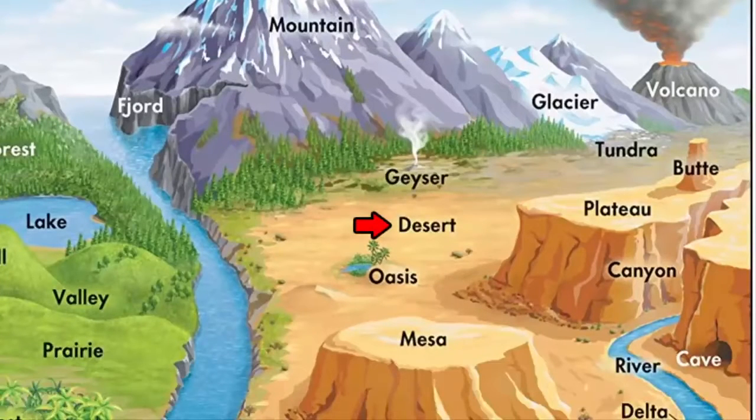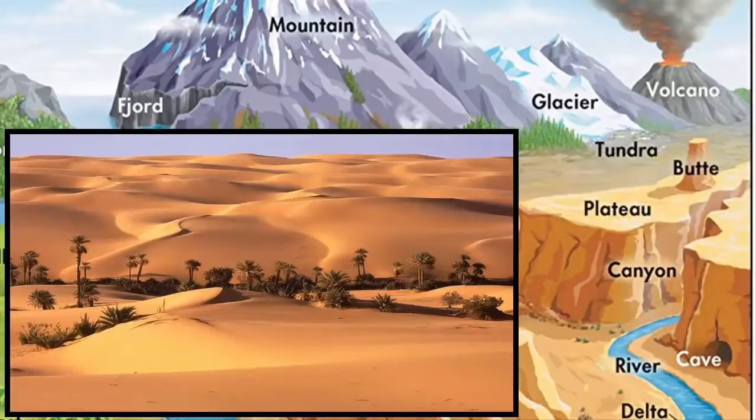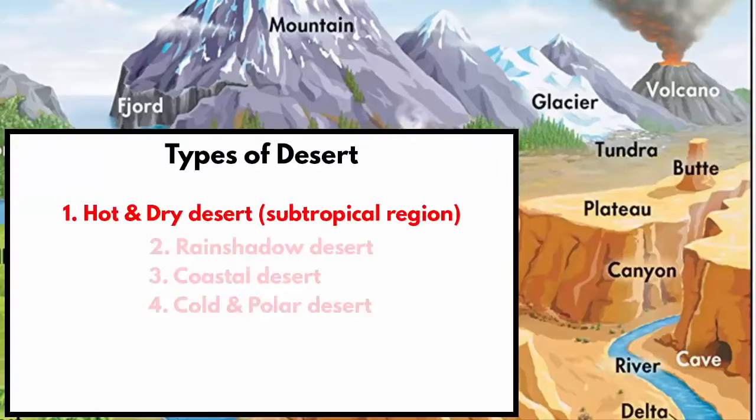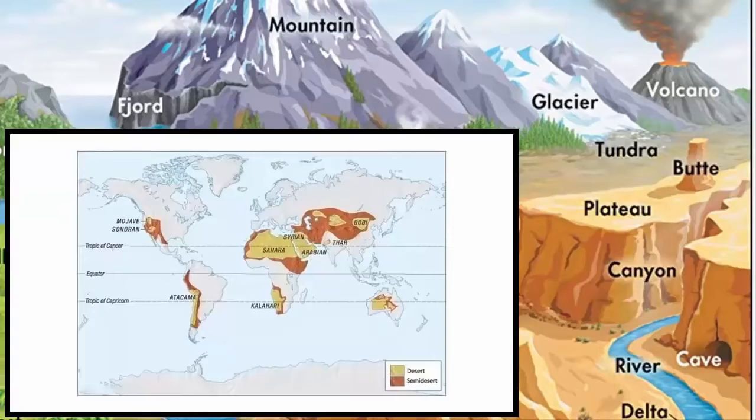The next one is desert. When we think of desert, this kind of a sandy picture comes to our mind, right? But then that's not the only desert. There are basically 4 types of deserts. The first one is hot and dry desert, which exists in the subtropical region. They are along the Tropic of Cancer and Tropic of Capricorn.